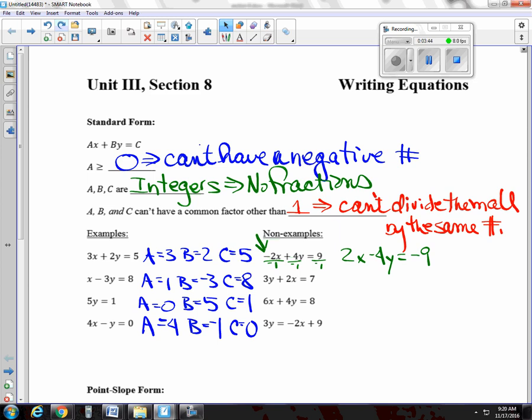How about the second one? 3y plus 2x is equal to 7. This is not in standard form. Why not? Well, it's because the x term isn't first. We have to switch those two around. And now we will have standard form. 2x plus 3y is equal to 7.